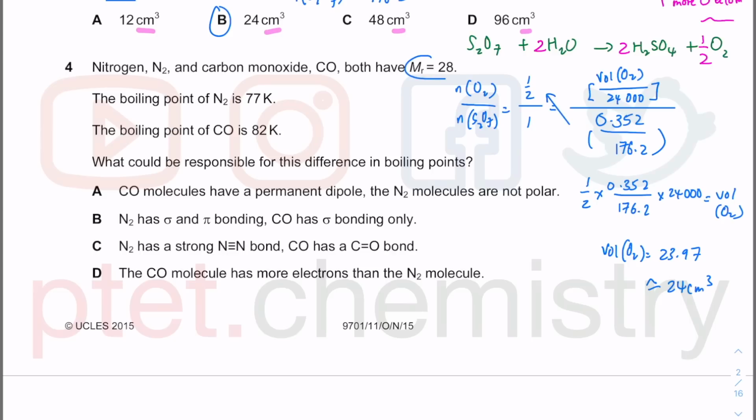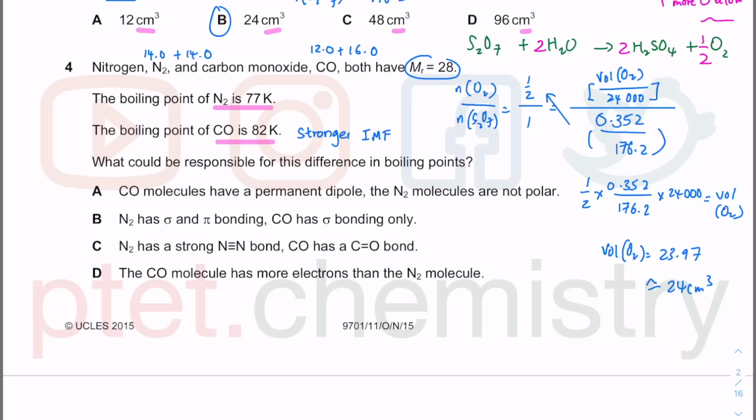Both of them have the same Mr, where this one is 12.0 plus 16.0, whereas this one is 14.0 plus 14.0 there. Both of them will give you 28. But the boiling point of N2 is 77 Kelvin. The boiling point of CO is 82 Kelvin. So this one has stronger intermolecular forces between the molecules. And what is the reason for that?